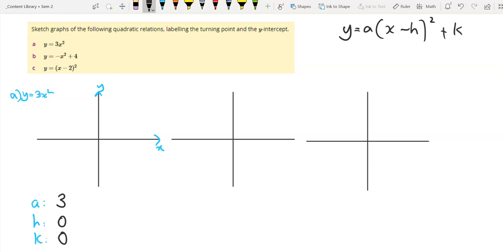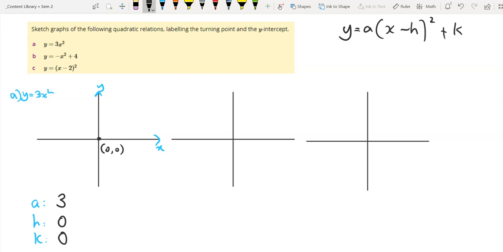Okay. What's my turning point for this graph? Y equals 3x squared. The origin. Okay, it's 0, 0. A is 3. So let's think about how we draw these first. So this is the habit I want you to get into.